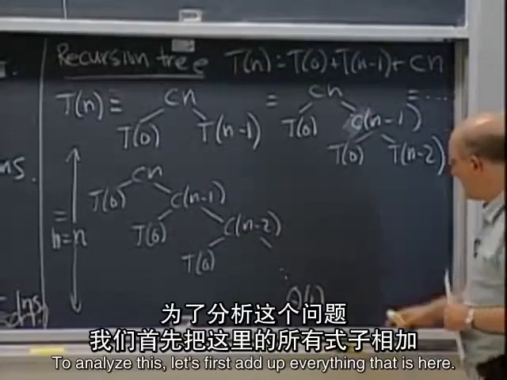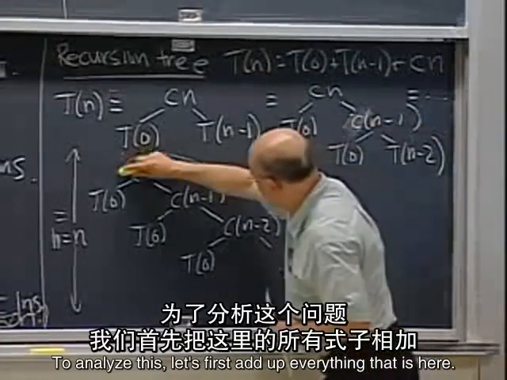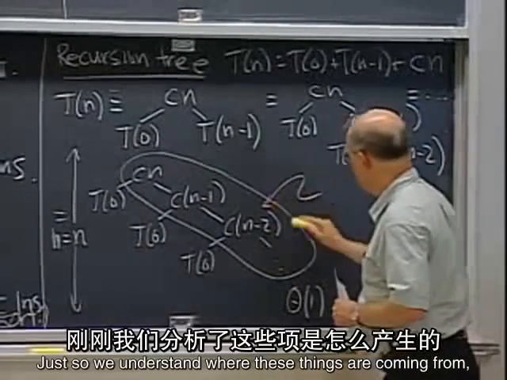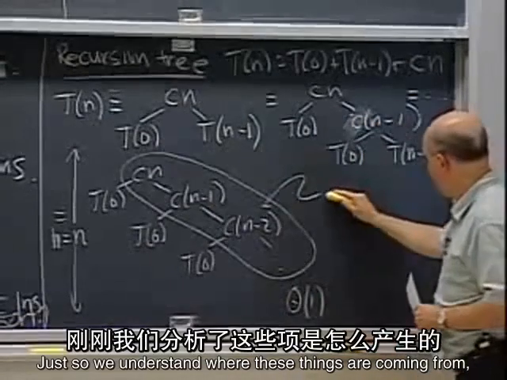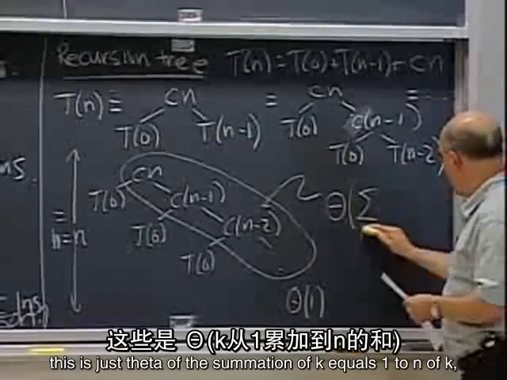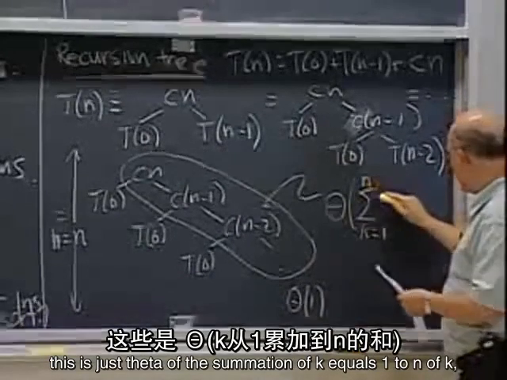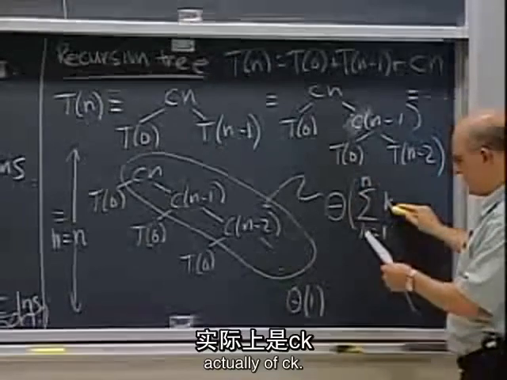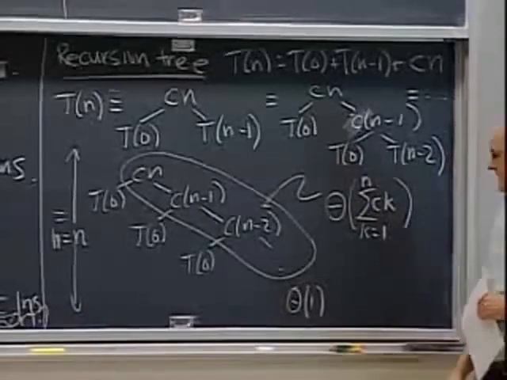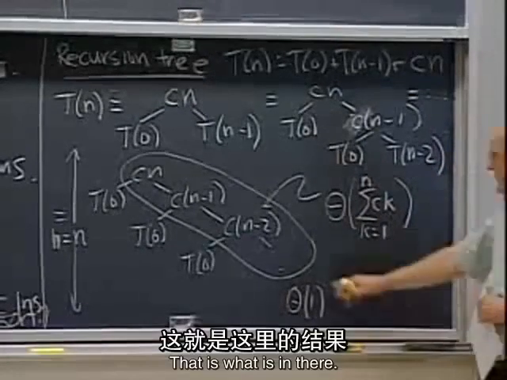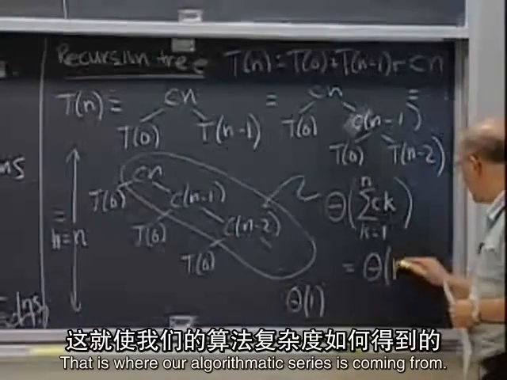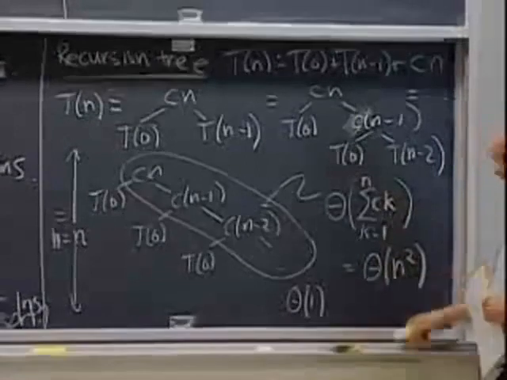Okay, so to analyze this, let's first add up everything that's here. So this is just so we understand where these things are coming from, this is just theta of the summation of k equals 1 to n of k. Actually, of ck. Okay? So that's what's in there, and that's equal to order n squared. So that's where our arithmetic series is coming from. So that's order n squared.